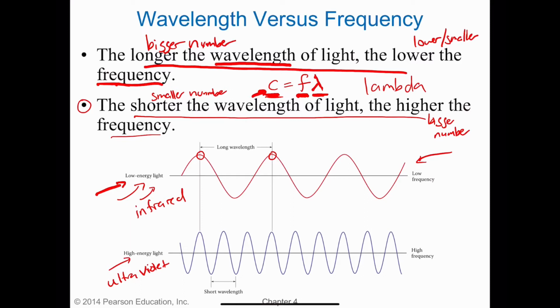And then in terms of wavelength and frequency: low frequency, smaller numbers, long wavelength, higher numbers; high frequency as in larger numbers, and short wavelength as in smaller numbers.